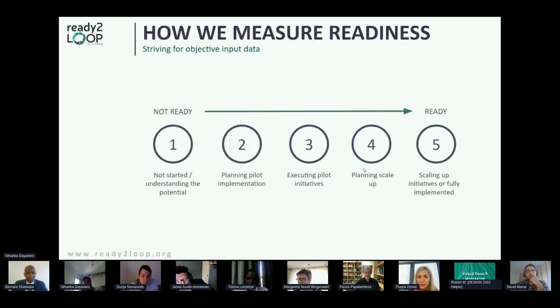And the assessment is based on a scale, like a 5-point scale, where the companies go and assess dimension by dimension, their readiness level, aspect by aspect. And at the end, they get a score, as I said. Can you go to the next one, please?